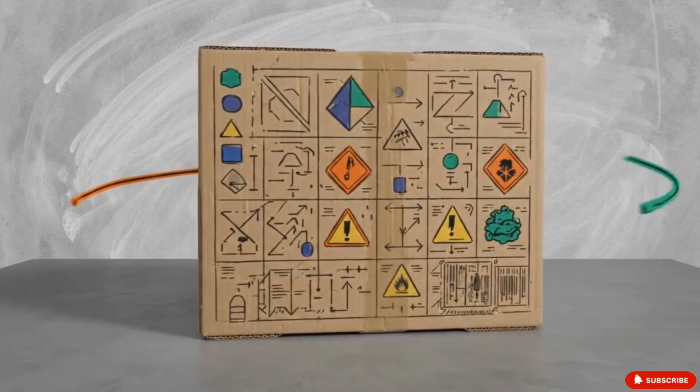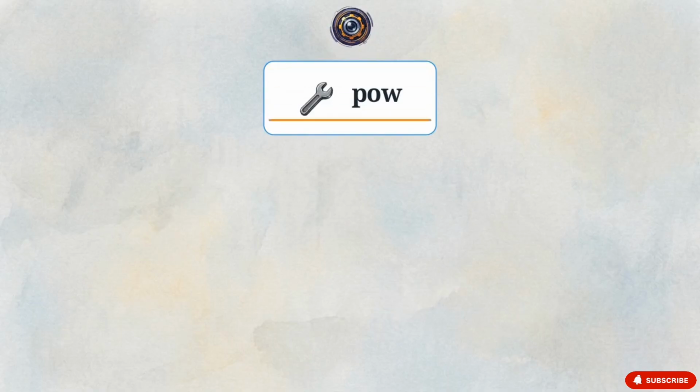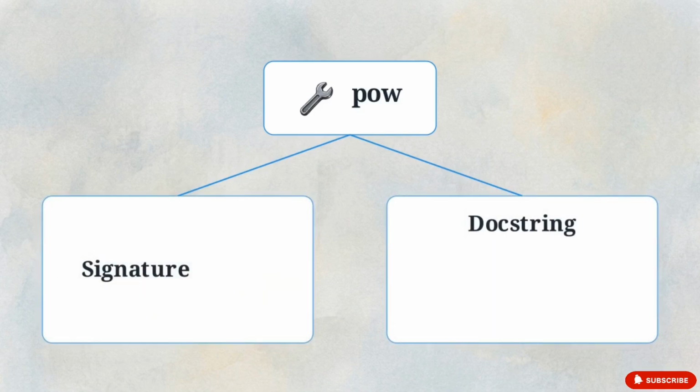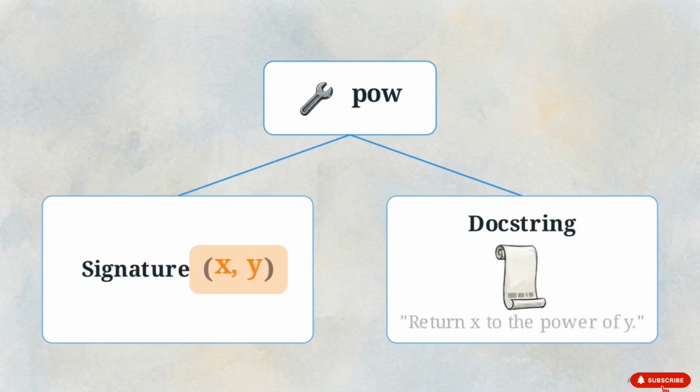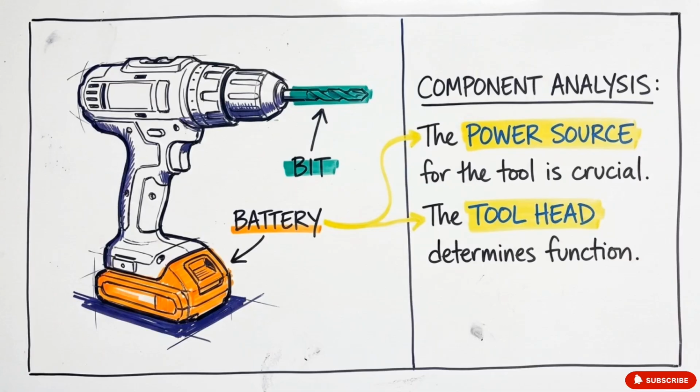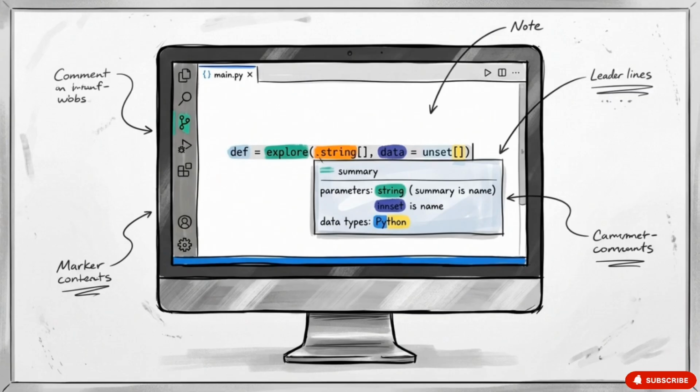This flowchart shows how inspect breaks down a tool like pow. Instead of just a name, it gives us two very important categories: the signature and the docstring. The signature is where we find the inputs, the specific pieces of information the tool needs to do its job. It shows us exactly what we need to provide to make the tool work. Then we have the docstring. This is a plain English written explanation from the person who created the tool, telling you exactly what it was designed to do. By combining those inputs with the creator's explanation, you take the guesswork out of your code. You can see the instructions and the requirements all in one place.